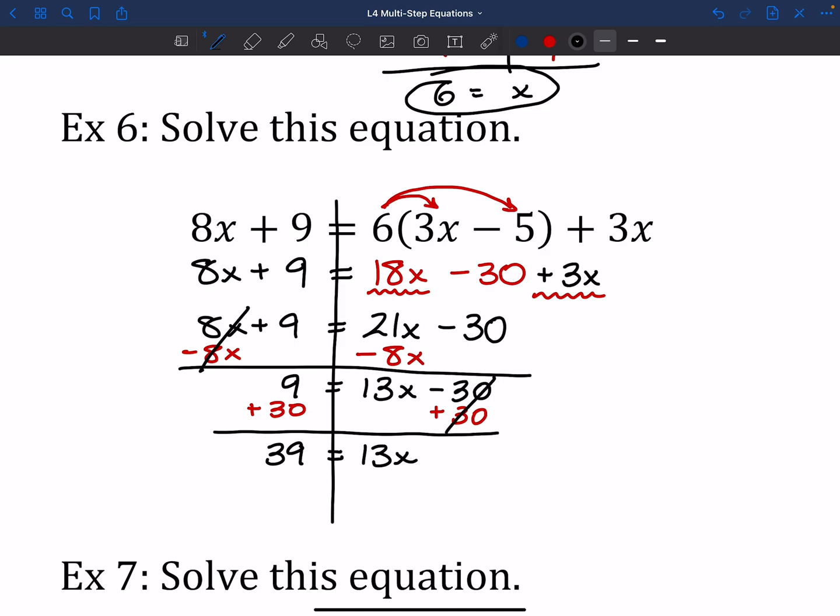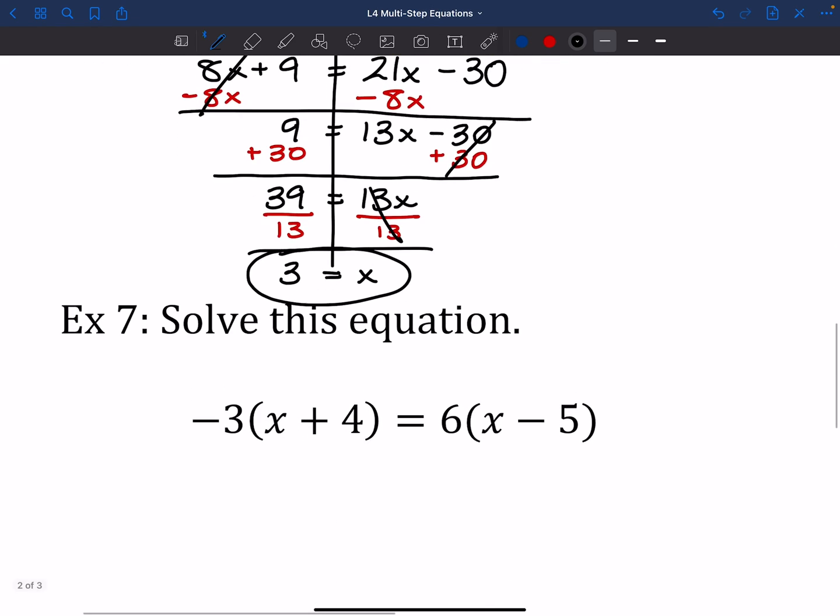Last but not least, we've got to get rid of that 13. So just like with other ones, to get rid of that coefficient, I'm going to divide by what it is. I'm going to divide by 13 on both sides. 39 divided by 13 is 3. The 13s are going to cancel out over on the right-hand side, and we're left with just x. 3 is equal to x, and that's it. That's all we got. All right, so we are almost there.